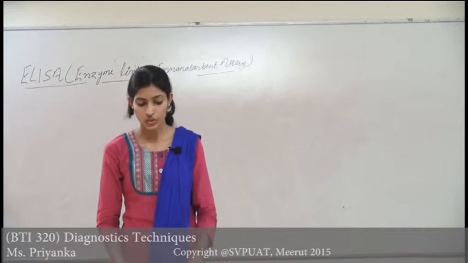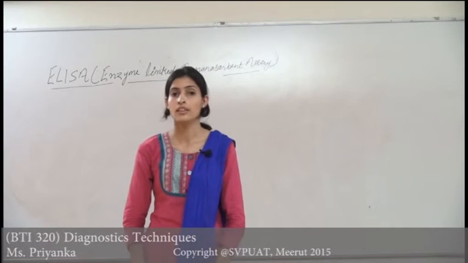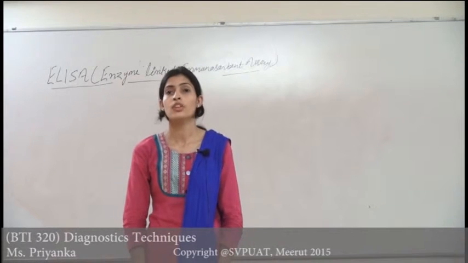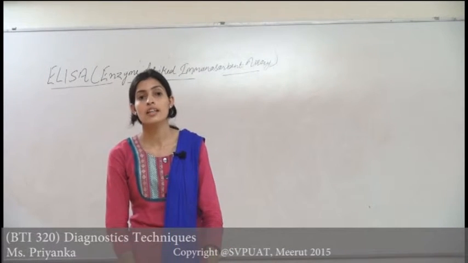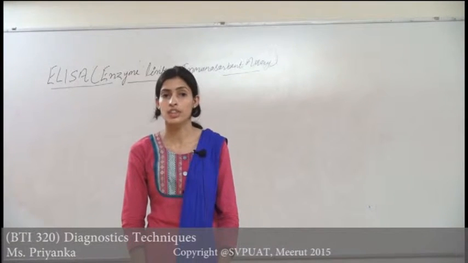Today I am delivering a lecture on ELISA. ELISA, that is enzyme linked immunosorbent assay. What is ELISA? In ELISA, we use enzymes for detecting immune responses. We use different types of enzymes such as HRP, meaning horseradish peroxidase, urease, and alkaline phosphatase.